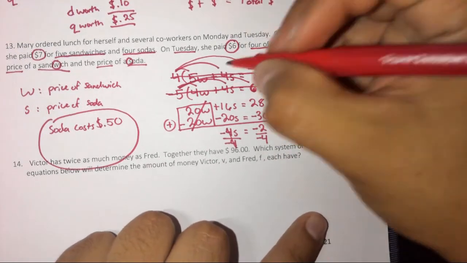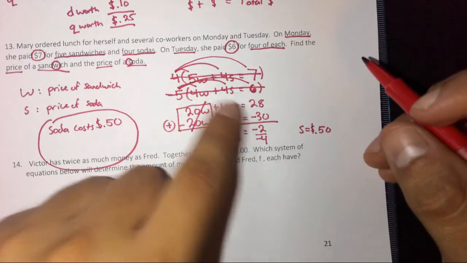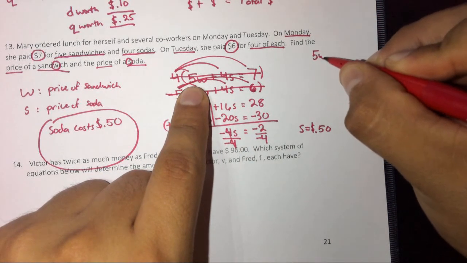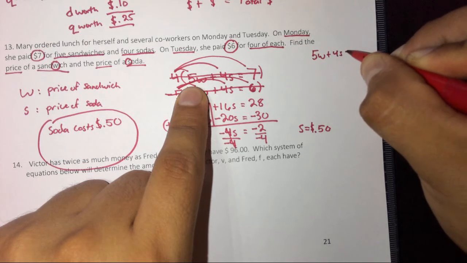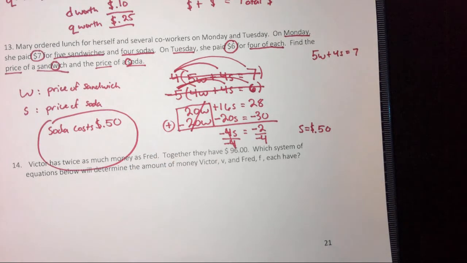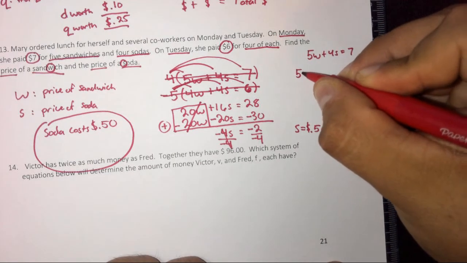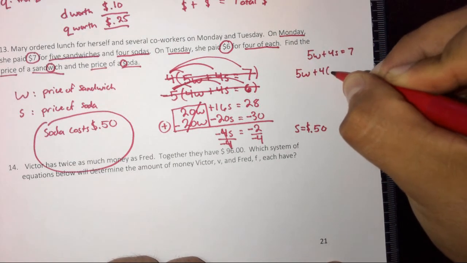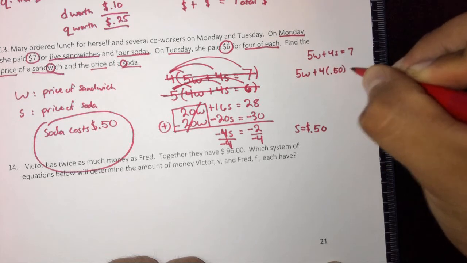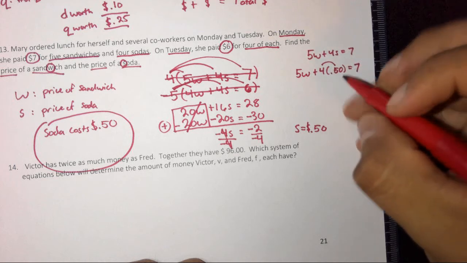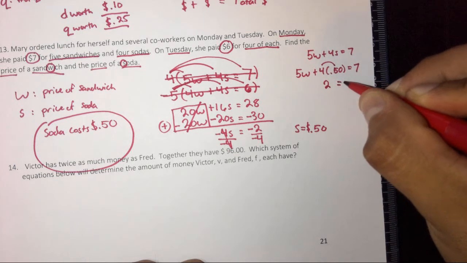Alright, then I take the 50 cents, and I plug it back into one of the 2 original equations. I'm just going to rewrite the first one: 5W plus 4S equals 7. If I plug in the 50 cents for the S, that's going to become 5W plus 4 times 0.50 equal to 7. 4 times 0.50 is going to give me 2.